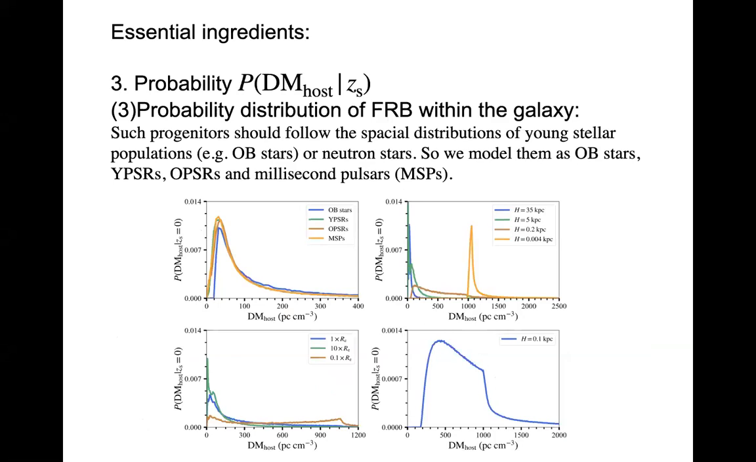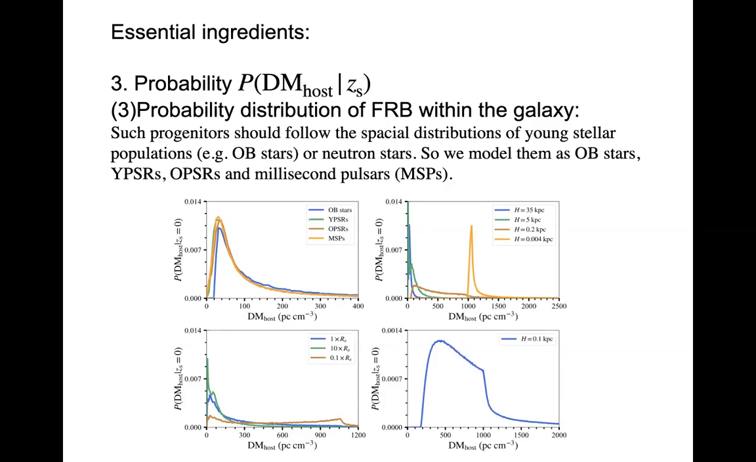And the other important thing is about the probability distribution of the FRB within the galaxy, where the FRB is. If we don't know anything, then we don't know anything. But here, basically, we assume that the progenitor should follow the spatial distribution of young stellar populations, such as OB stars or neutron stars. So we model them as OB stars or young pulsars or old pulsars or millisecond pulsars. So those are the different scenarios that we modeled.